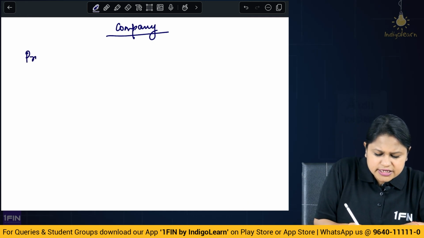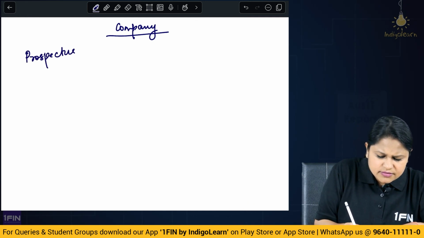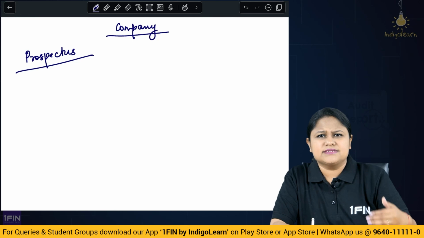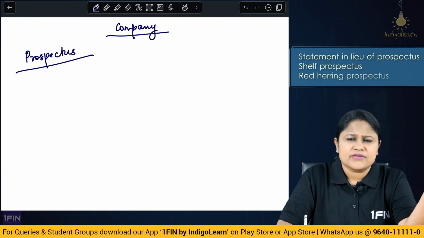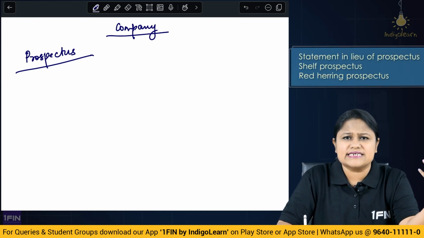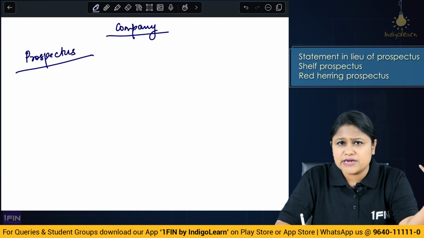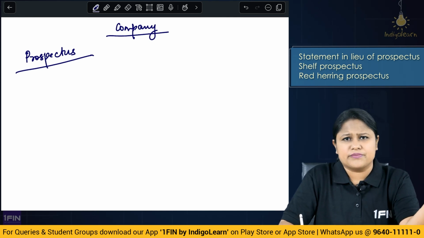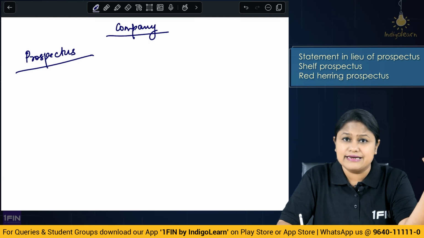The company goes on with the issue of a prospectus. This prospectus could sometimes be a statement in lieu of prospectus, or it could be a different type of prospectus like shelf prospectus, red herring prospectus. All of these we study as a part of company law. We have sections 31 and 32, which discuss all these concepts very clearly.